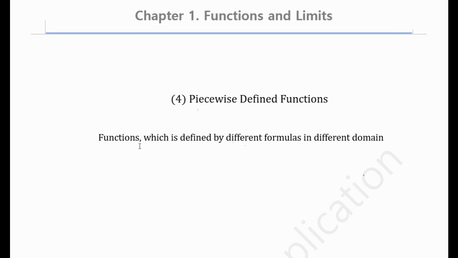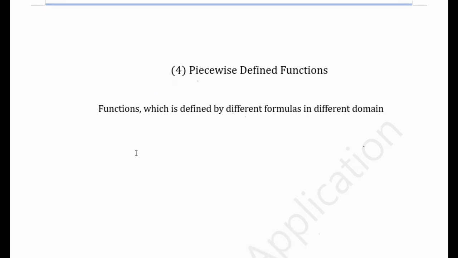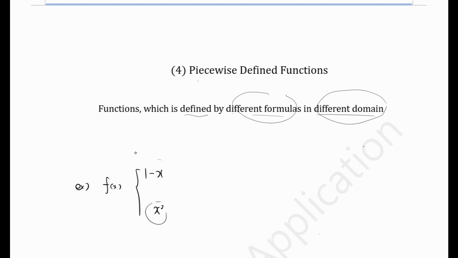The next topic is piecewise defined function. What is a piecewise defined function? A piecewise defined function is a function which is defined by different formulas on different domains. I'll take an example. f(x) is 1 minus x and x squared. Different formula and different domain. x is minus 1, x 1.